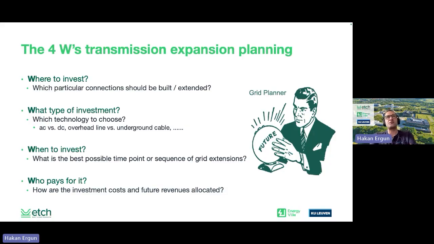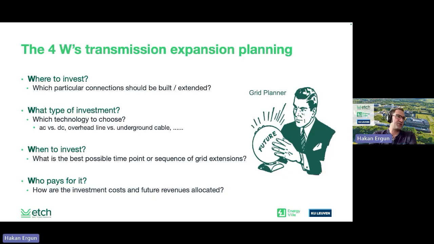When we are talking about transmission expansion planning, we need to answer 4 fundamental questions. The very first one is, where do we want to invest? So which particular connections should be built or extended? The second one is the type of investment. So which technology do I choose? Are these going to be AC connections, DC connections, overhead lines, underground cables? Are these going to be battery investments, STATCOMs, whatever technology that you actually think of having in your grid?